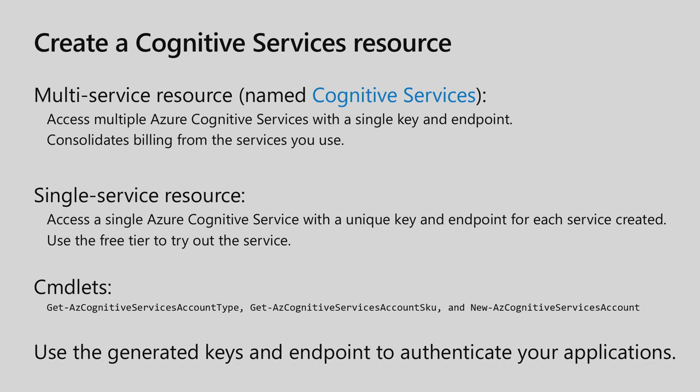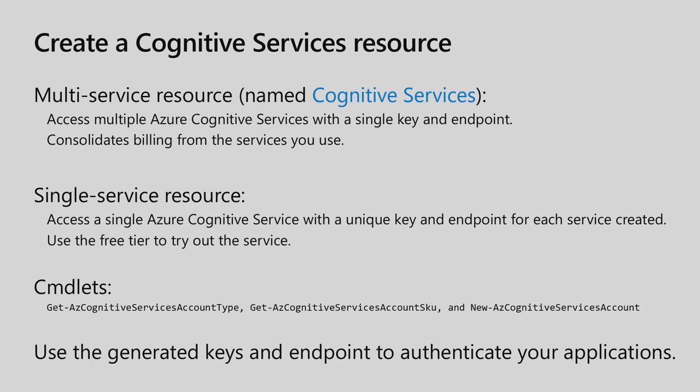A couple of cmdlets are here on a slide to show you how you can start discovering what's possible. One of the things that we need to do is to first find out what are the types of services that we can use, right? Then what are the SKUs that we can use in different regions? And after that, you need to create it. I will show you that all in a demo. So the most important thing is when you have the API key and the endpoint, then you need to use them to authenticate to your application.